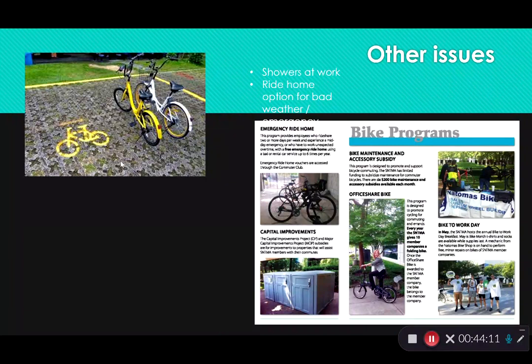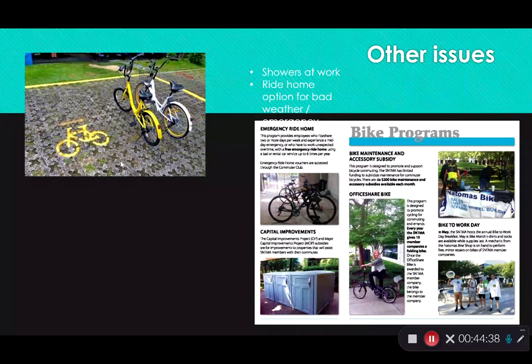So having those facilities is important if we want to encourage people to get to work not in their cars. Also, things like having a ride home option. If you do ride your bike to work, depending on how long that takes, and you get a call from school, your kid's sick, you need to go pick them up, or it starts to pour down rain, and you don't particularly want to ride home in the pouring down rain, having options to get people home is important.